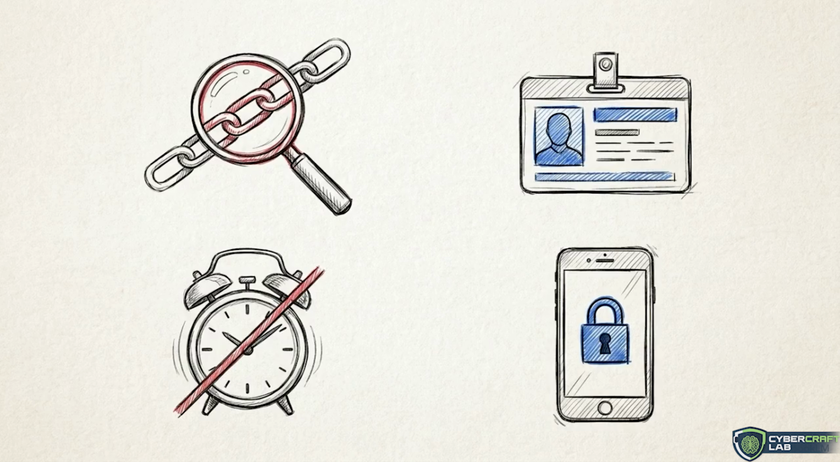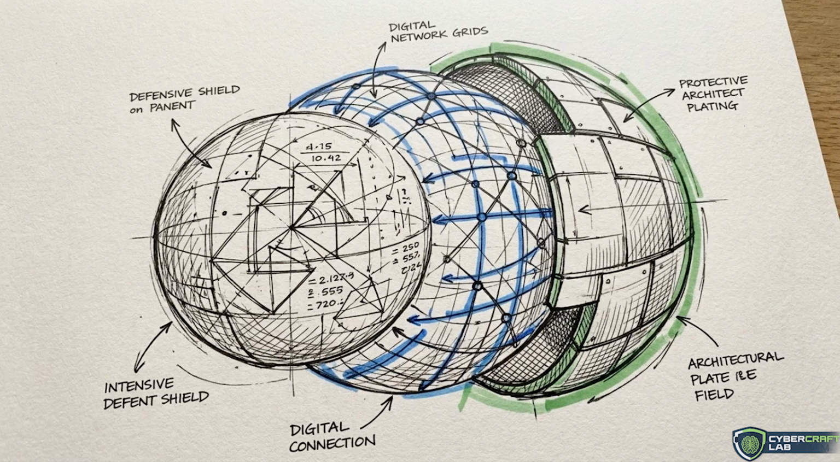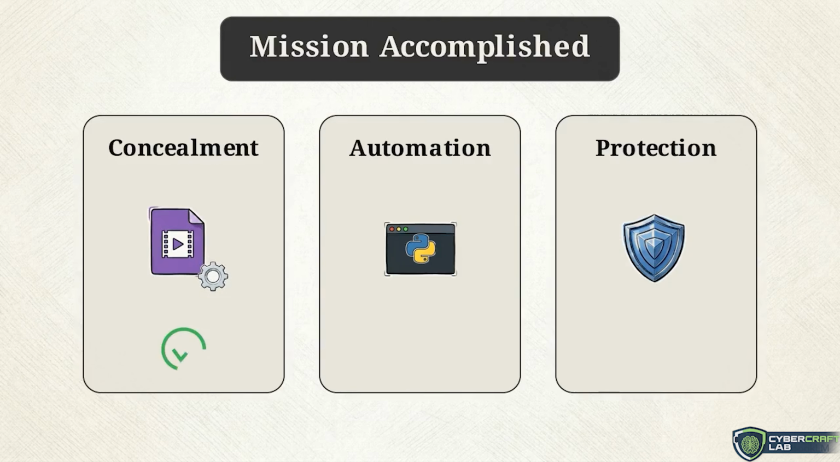To defend against these entry points, follow this checklist: verify all URLs, watch for generic greetings, ignore artificial urgency, and always enable multi-factor authentication. Effective security requires a layered approach that protects the mathematics, the network architecture, and the human users simultaneously. We have successfully weaponized an image, automated a cracking script, and outlined the core defenses against SSRF and phishing.